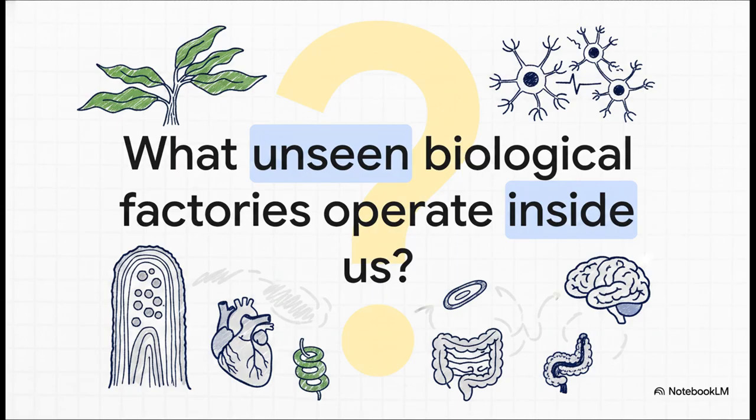We've seen how cells completely sacrifice their independence to build these highly efficient tissues, whether it's the dead sclerenchyma propping up a massive tree or the rapid-fire neurons firing in your own brain right this very second. So I want to leave you with this. If our entire existence and survival totally rely on this invisible, microscopic teamwork, what other unseen biological factories are operating inside of us right now?